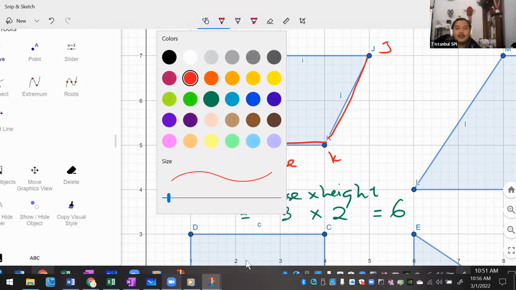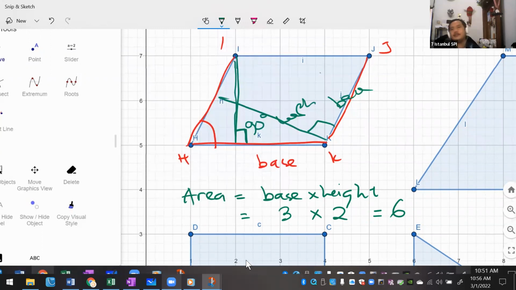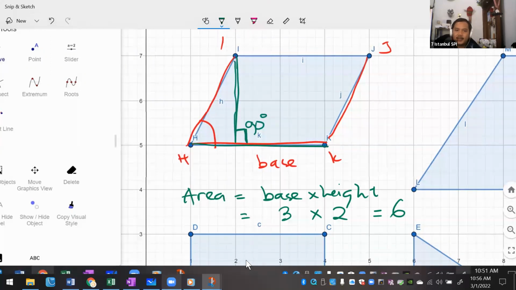90 degree angle ya. Jadi kamu butuh satu garis lagi dari mana? Dari sini ke sini misalnya gitu ya. Ini membentuk 90 derajat. Nah, ini boleh. Misalnya ini pakai base, ini jadi height. Boleh sebenarnya, nggak masalah. Tapi kan agak susah ngitungnya ya. Nah, makanya kita cari yang gampang aja. Yang mana yang gampang? Oh, base-nya pakai yang ini, height-nya pakai yang ini. Oke, mantap.